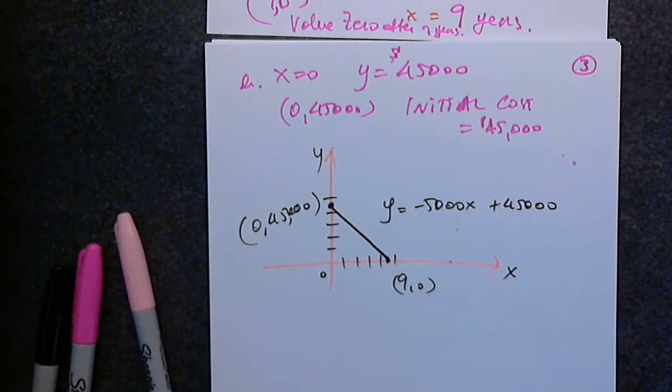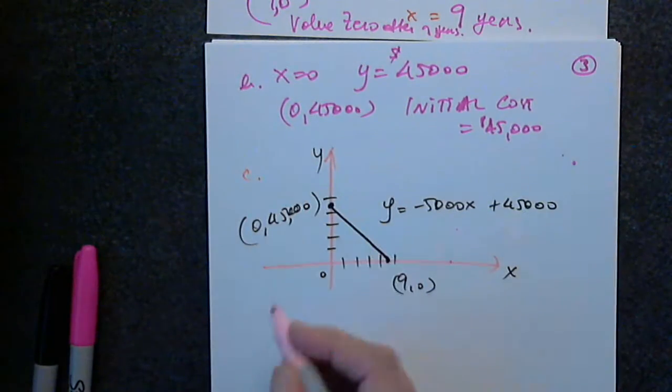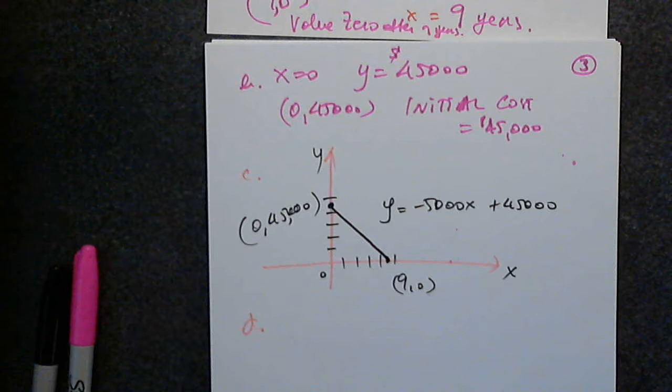Okay, part D, which we already did, we graphed. No, this was part C. Part D, sorry. This was C, and this is D now. Use the graph to estimate the car's value after 5 years. So if I use the graph, I don't know how accurate I'm going to be, but we can determine that.